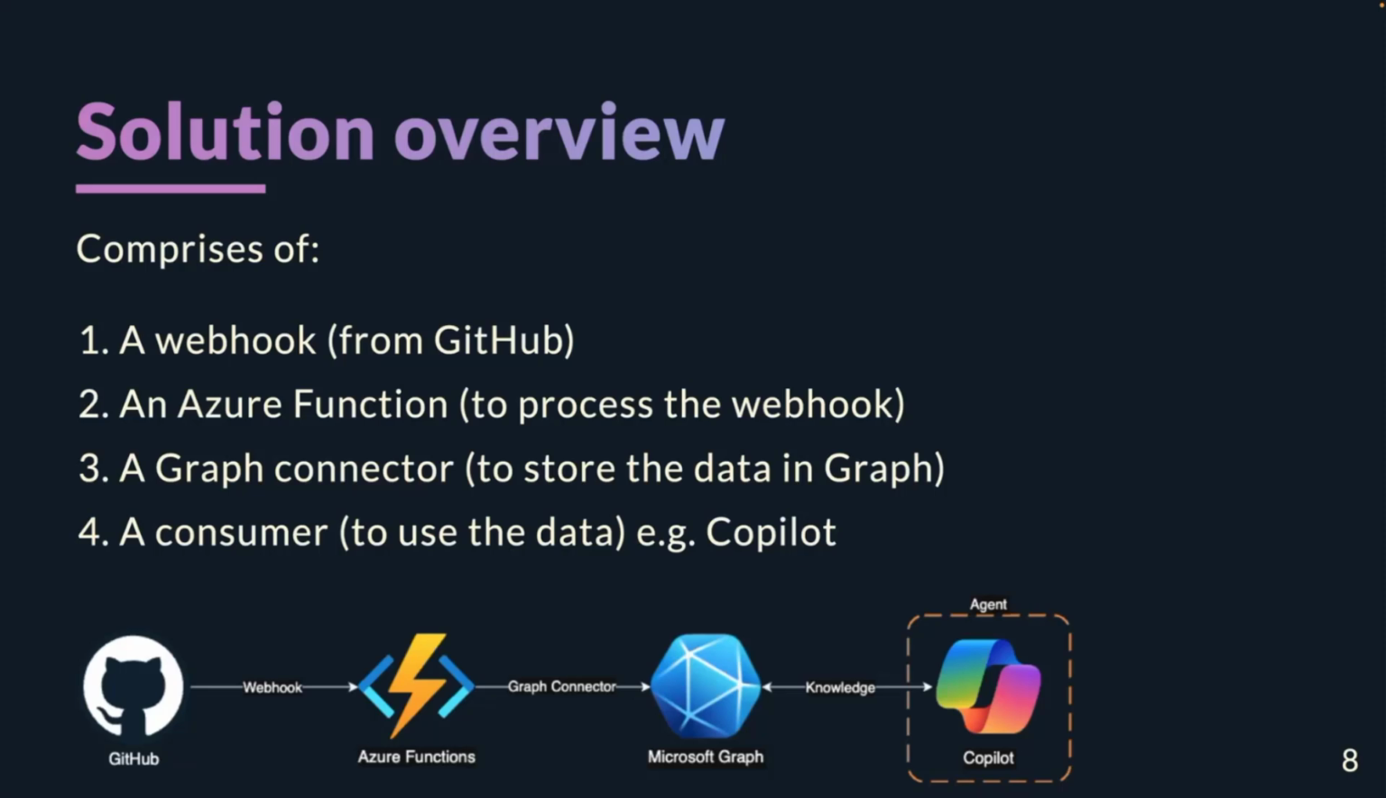So the way it works is GitHub sends a webhook to an Azure Function, which is where my code's running. My Azure Function takes the data and puts it into the schema format that I'm using for the connector, so what fields I have in my external items, as they're called in Graph, and then that gets sent up to Microsoft Graph. Once it's stored there, after a few minutes, I can then use Copilot to query that data, and in this scenario, I've wrapped it inside an agent just so it's a bit more focused on this task. So without further ado, let's get to the demo.